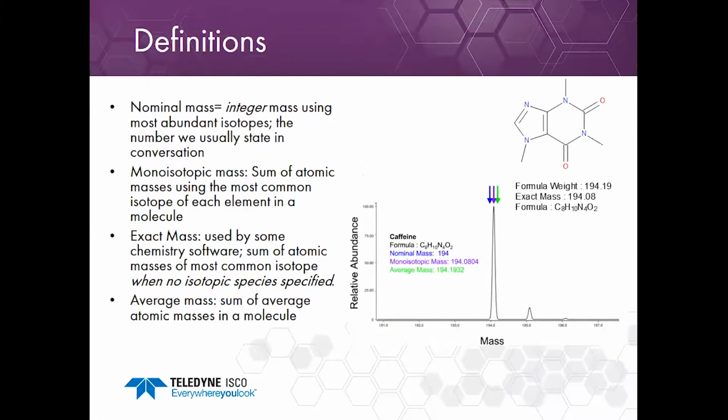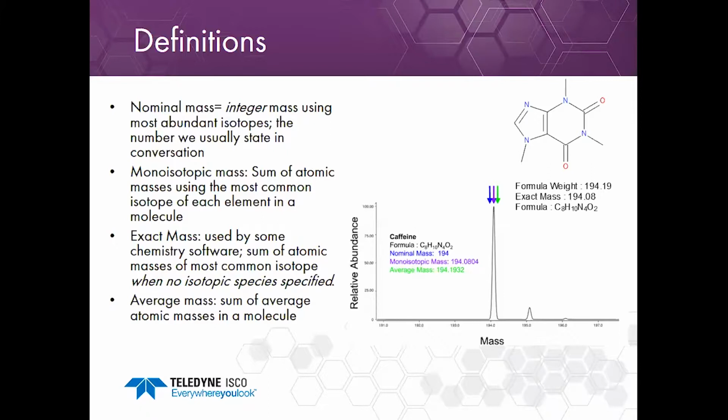Some more definitions. The nominal mass is the integer mass using the most abundant isotopes, and it's the number we usually state in conversation. The caffeine that we have over here has a formula weight of 194.19, but we would say it has a mass of 194. The monoisotopic mass is the sum of the atomic masses using the most common isotope of each element in a molecule. The exact mass is used by some chemistry software such as ChemDraw. It's the sum of the atomic masses of the most common isotope if you don't specify any isotopic species.